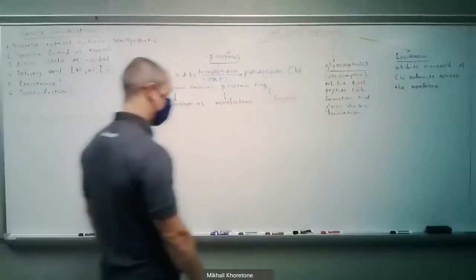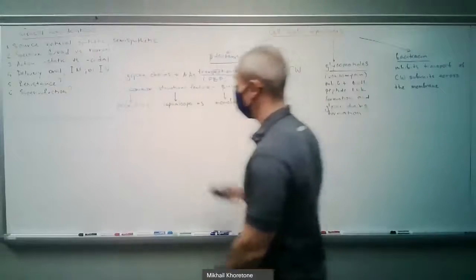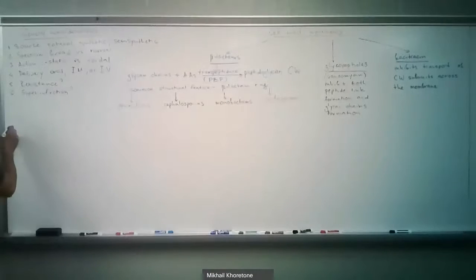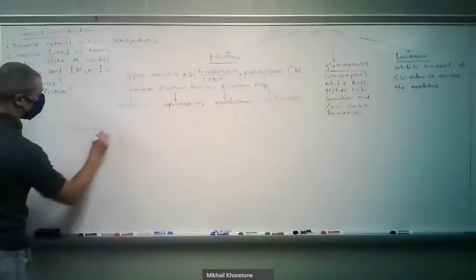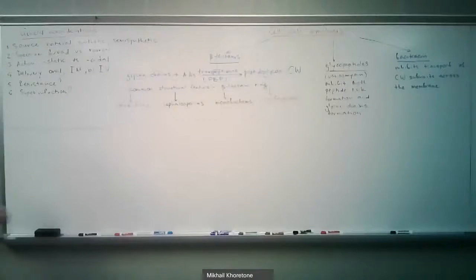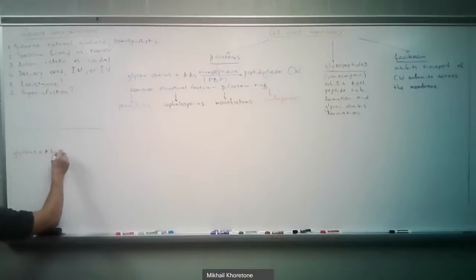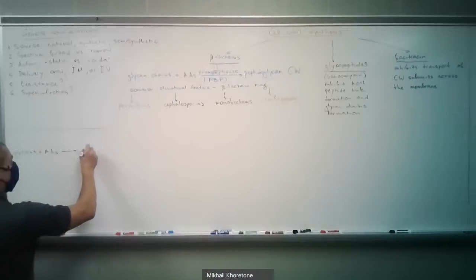And actually, I just thought about a couple more considerations here, which we will add. I already forgot one. So let me outline again the mechanism of action for beta-lactams. I'm going to just write it down. So you've got glycans, right? Plus amino acids, and you have cell wall.